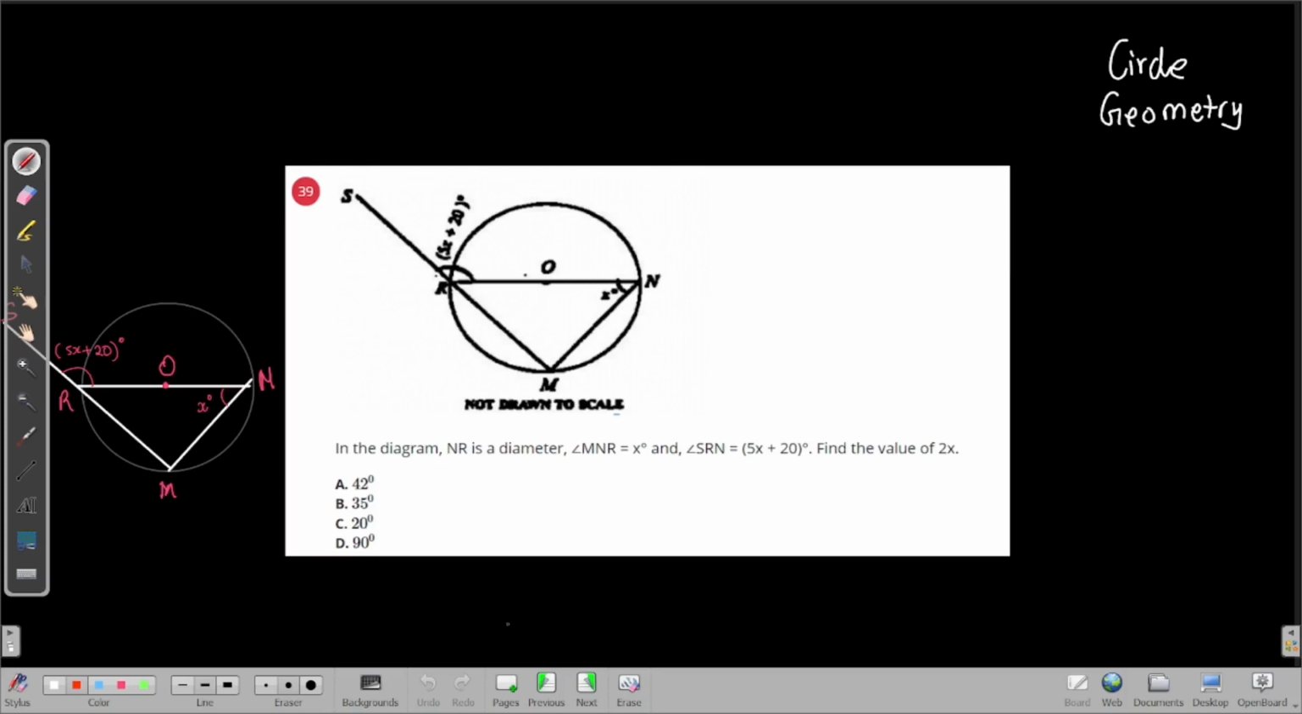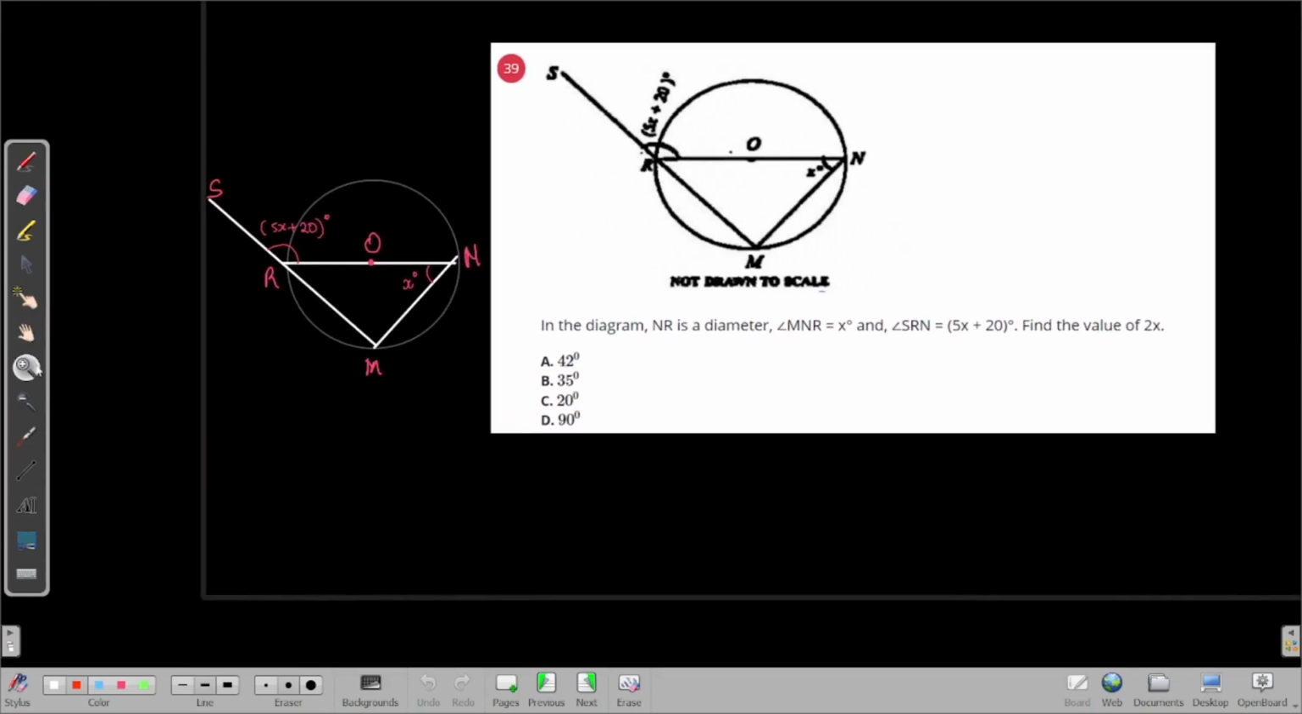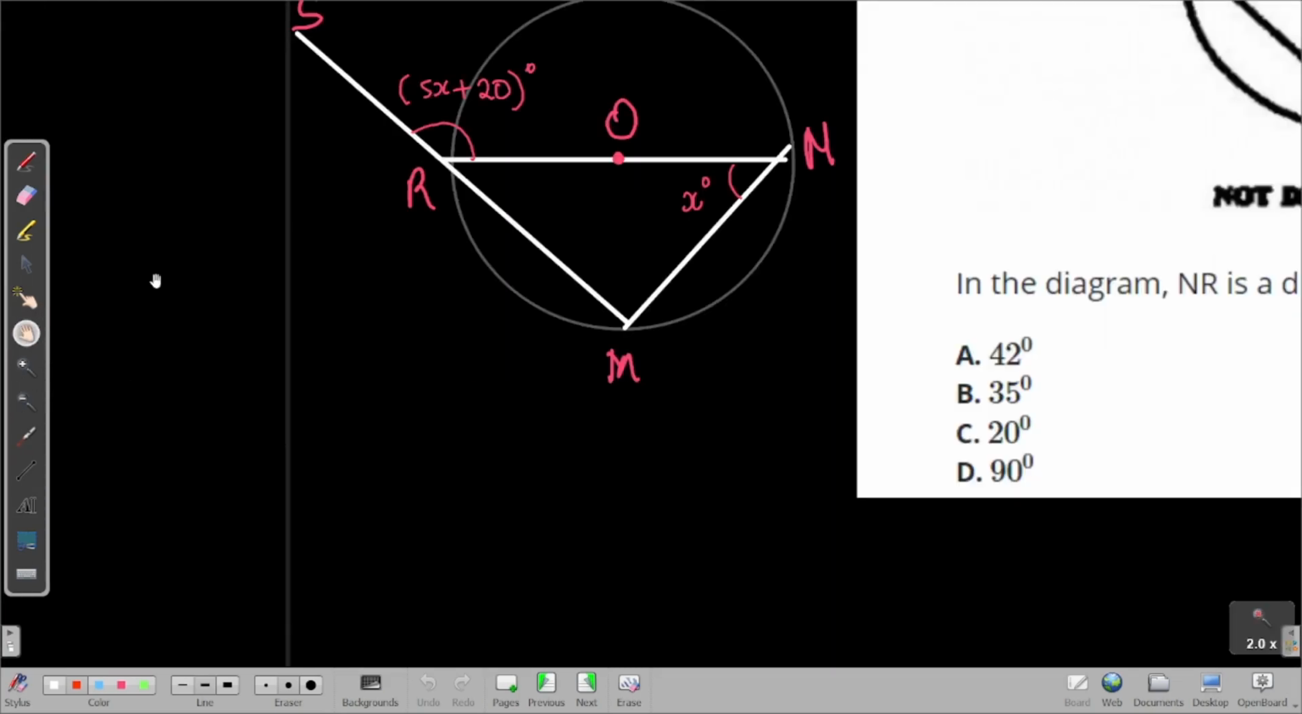Question 39 is also on circle geometry. We've treated like 2 or 3 or 4 circle geometry questions so far. It's a very important topic, very important. So in the diagram, line NR is a diameter. MNR is x degrees, SNR is 5x plus 20. Find the value of 2x. Before we can find the value of 2x, let's first find out the value of x.